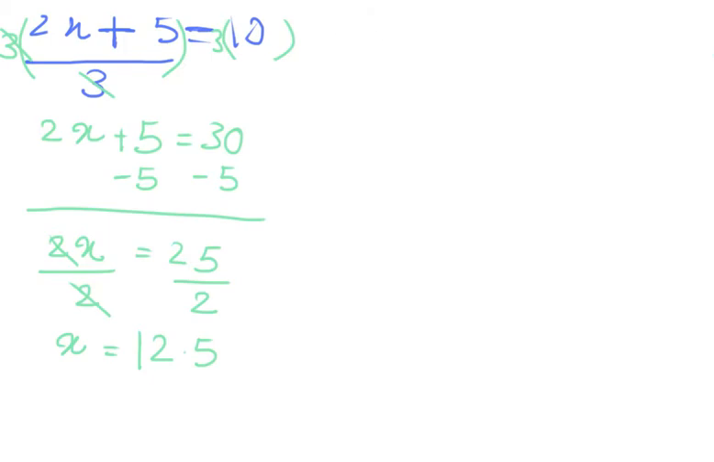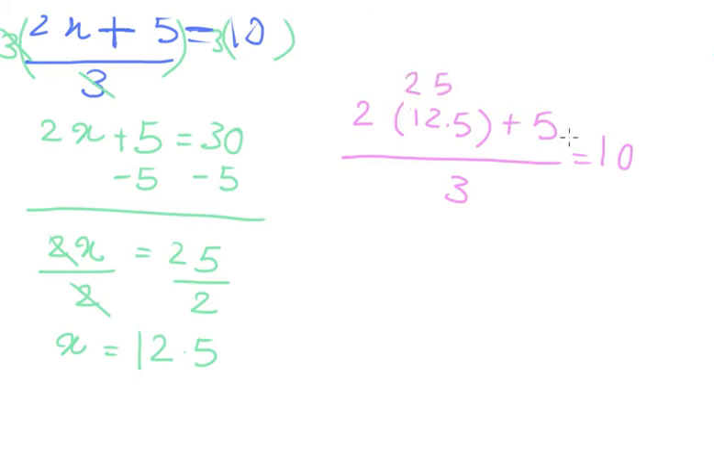Let's just try. So 2 multiplied by 12.5 plus 5 divided by 3 have to be equal to 10. So 2 multiplied by 12.5 will give me 25. 25 plus 5 will give me 30. And 30 divided by 3 give me 10. So that means this will work.